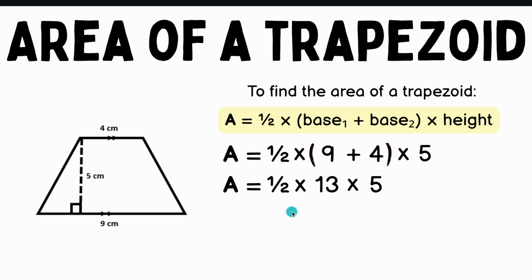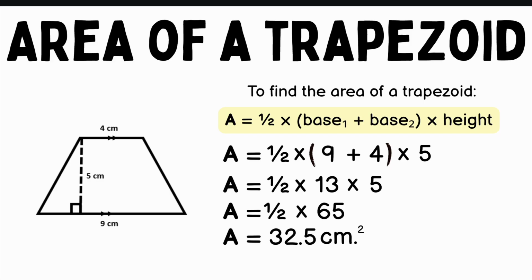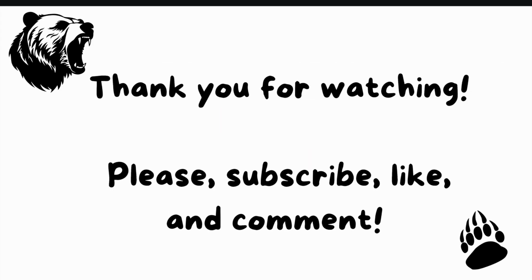Now we can multiply in any order. Area equals, let's start with 13 times 5. We know 10 times 5 is 50, and 3 times 5 is 15. That makes 65. So half times 65, which means half of 65. That means the area equals 32.5 centimeters squared.